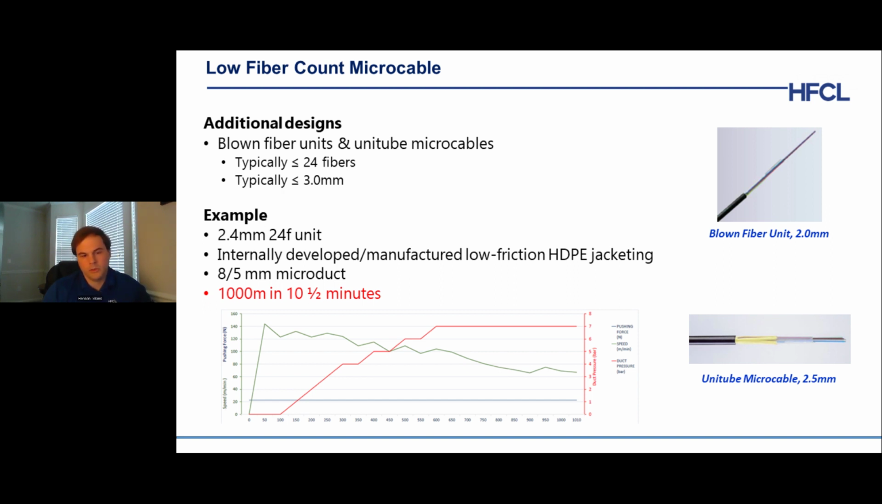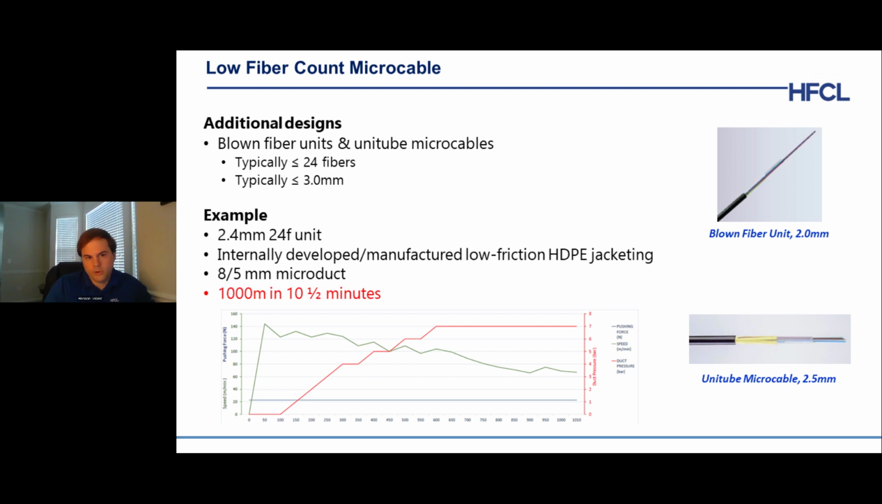Maybe you're dealing with a small duct size, and so the cable diameter here would be 3 millimeters as an example on the max end. Like I said, these are typical, so you could be dealing with larger cable diameters and larger fiber counts. And you may want to employ a fire retardant jacket as another example. But these are just some quick examples of what's out in the industry and what we do specifically within the HFCL group.